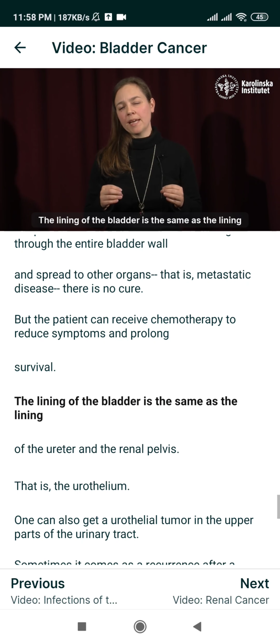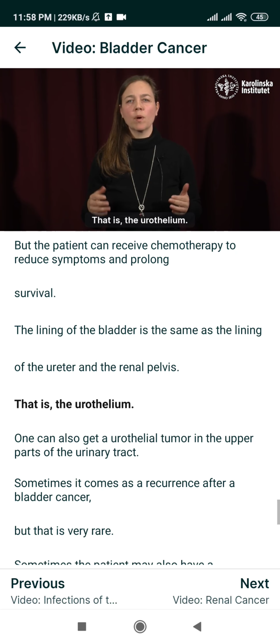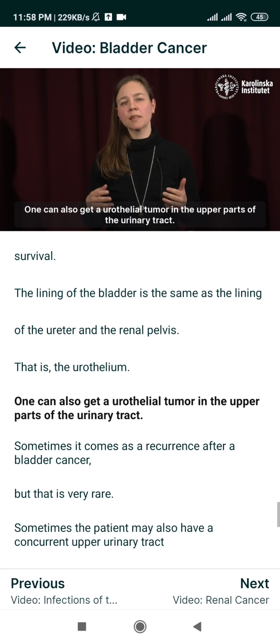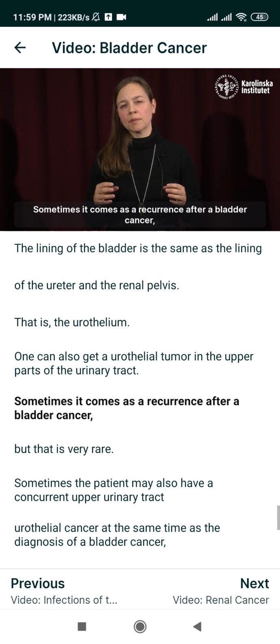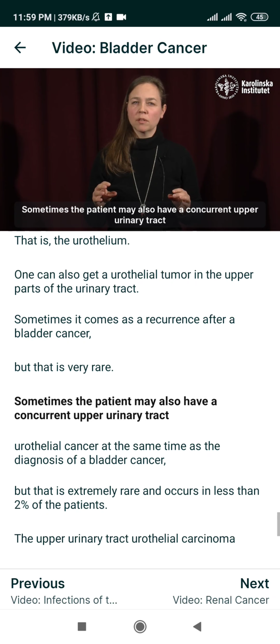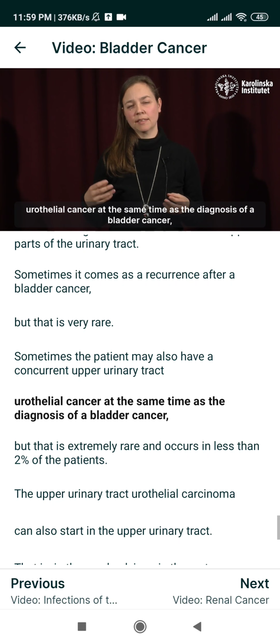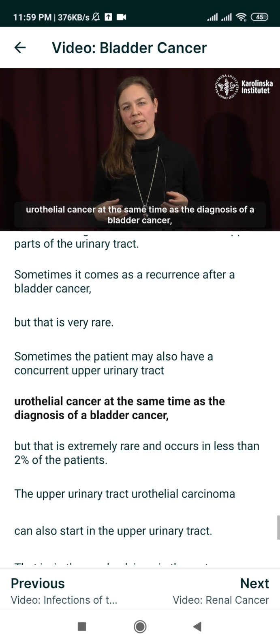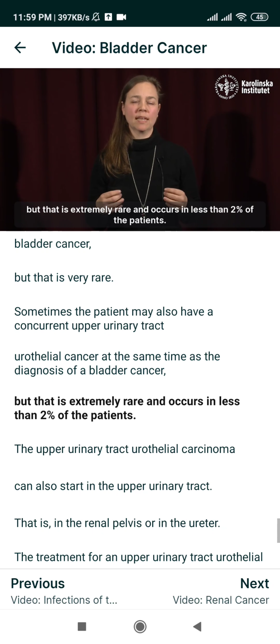The lining of the bladder is the same as the lining of the ureter and the renal pelvis, that is, the urothelium. One can also get a urothelial tumor in the upper parts of the urinary tract. Sometimes it comes as a recurrence after a bladder cancer, but that is very rare. Sometimes the patient may also have a concurrent upper urinary tract urothelial cancer at the same time as the diagnosis of a bladder cancer, but that is extremely rare and occurs in less than 2% of the patients.